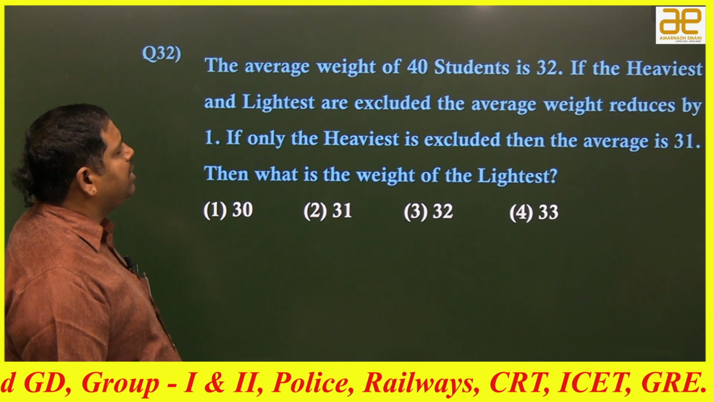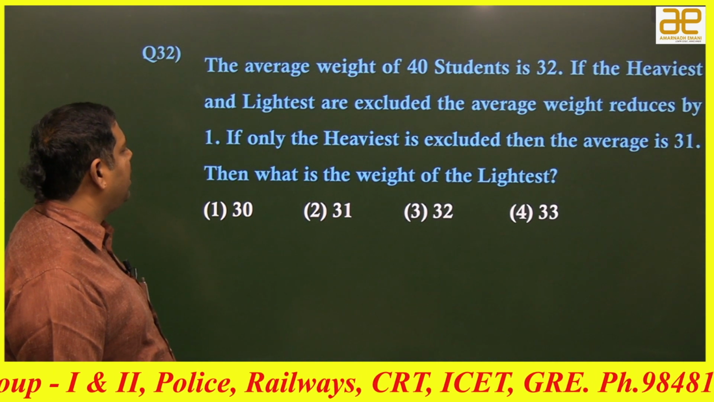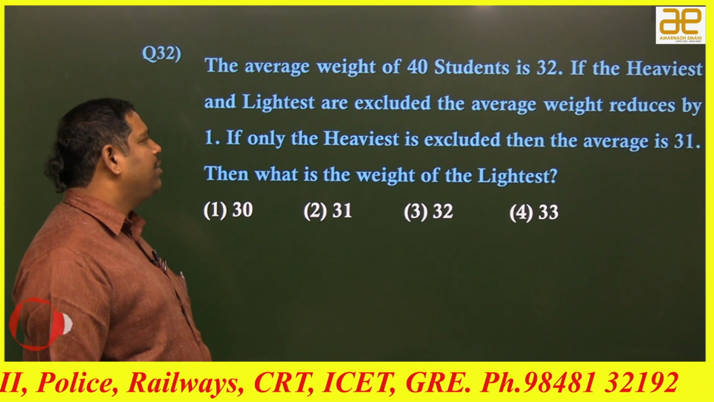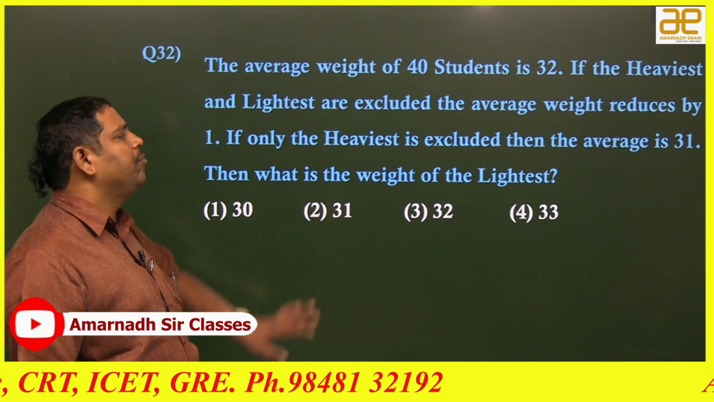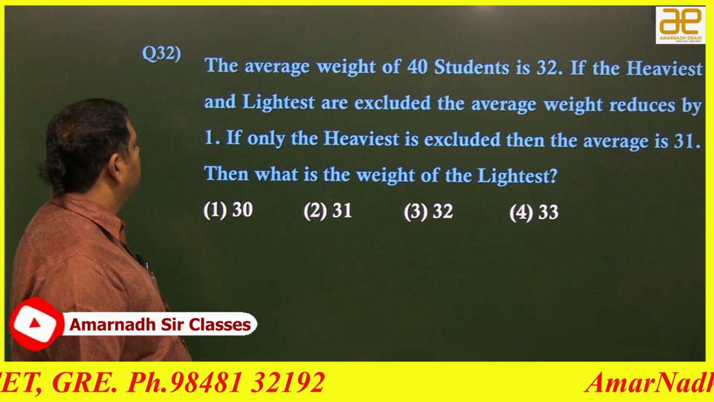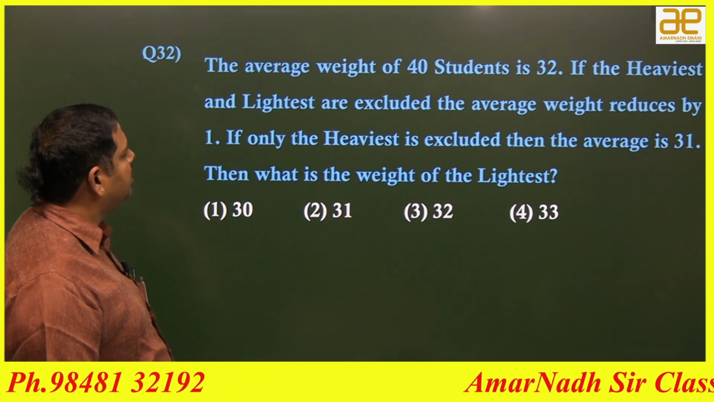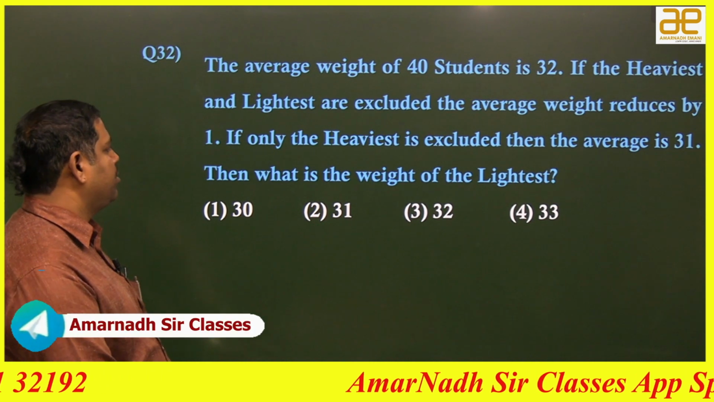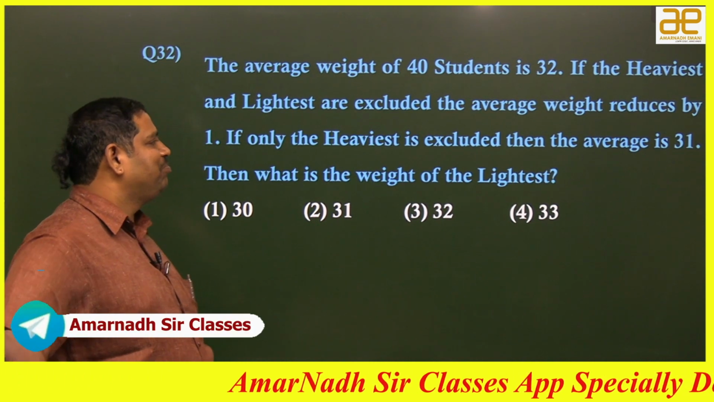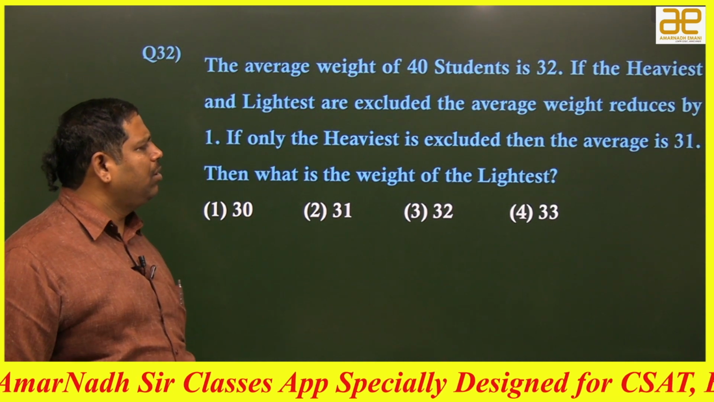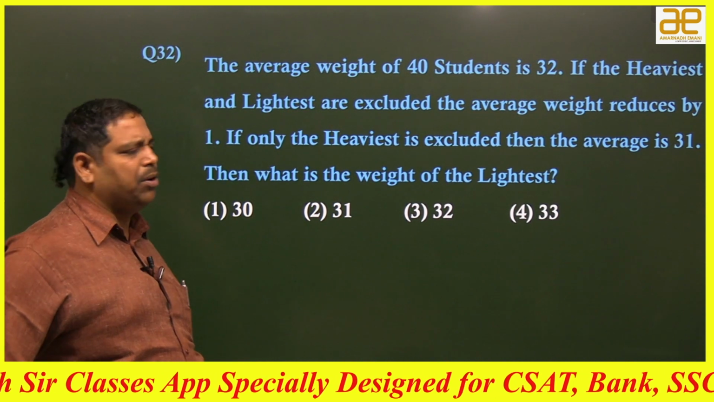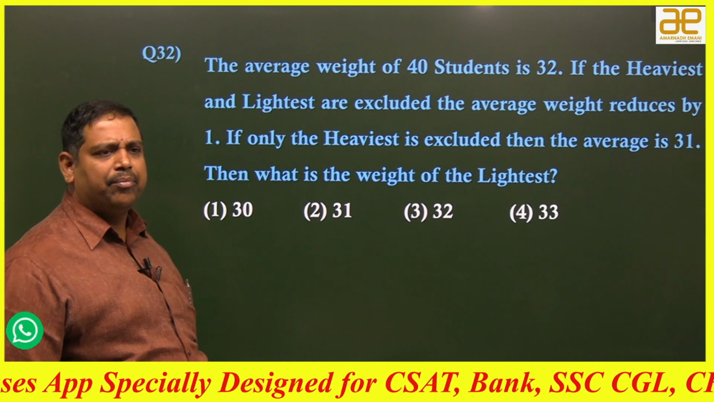Average weight of 40 students is 32. If the heaviest and lightest are excluded, the average weight reduced by 1. If only the heaviest is excluded, then the average is 31. Then what is the weight of the lightest person? And actually this question is wrong, or it has some funny things if you observe.